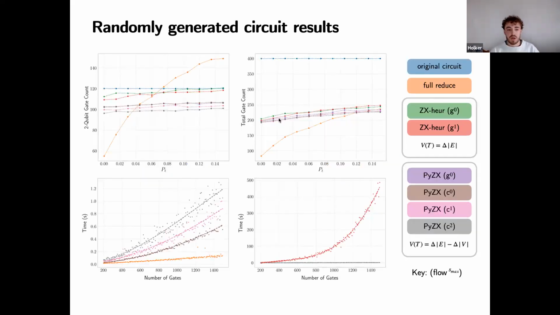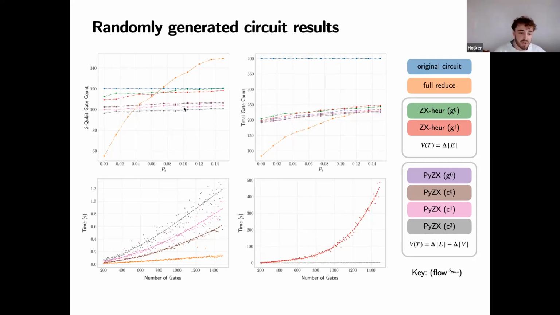Okay, so looking at the results of this algorithm now, these are the results on randomly generated circuits. So first, I compared to the previous best ZX calculus based method, which is the green and red graphs here, which use a potential that just reduces the number of edges. The key here is where G is preserving G flow and C is preserving causal flow, and then the superscript index is the number of unfusions, number of fusions that I'm allowing on each vertex.